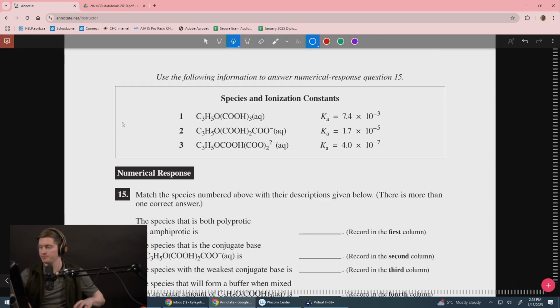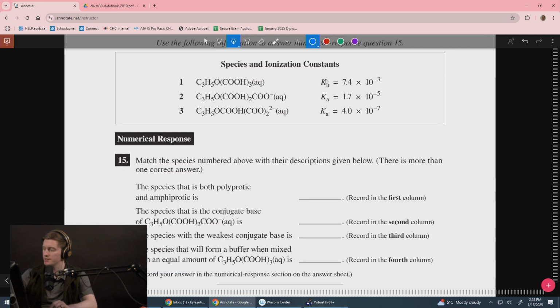Next page. Use the following information to answer numerical response question 15. Here we have, I think, these are all variations of citric acid. I believe that's the formula that matches here. Yes. With different Kas. Match the species numbered above with their descriptions given below. There's more than one correct answer. The species that is both polyprotic and amphiprotic.